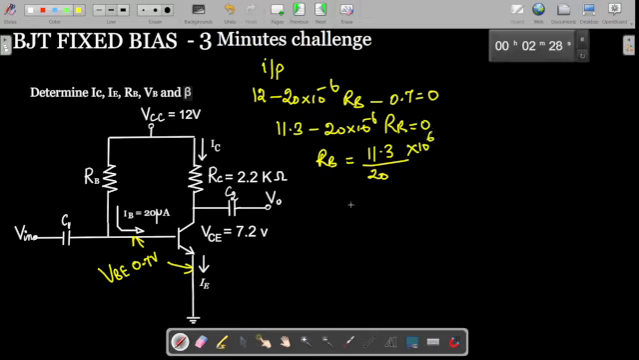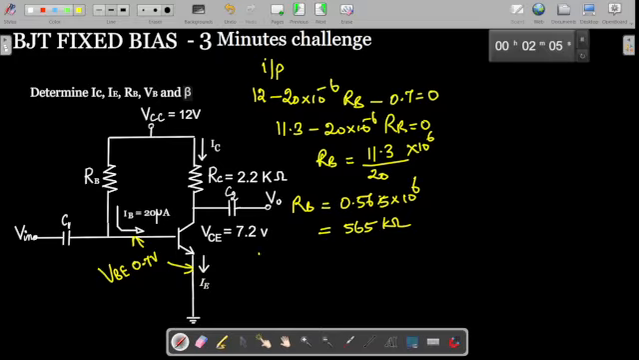This becomes plus. Okay, so RB is equal to, I have to use the calculator now. So 11.3 divided by 20, so that is equal to 0.565 into 10 power 6. So I use it as 565 kilo ohm. Okay, I got one answer.